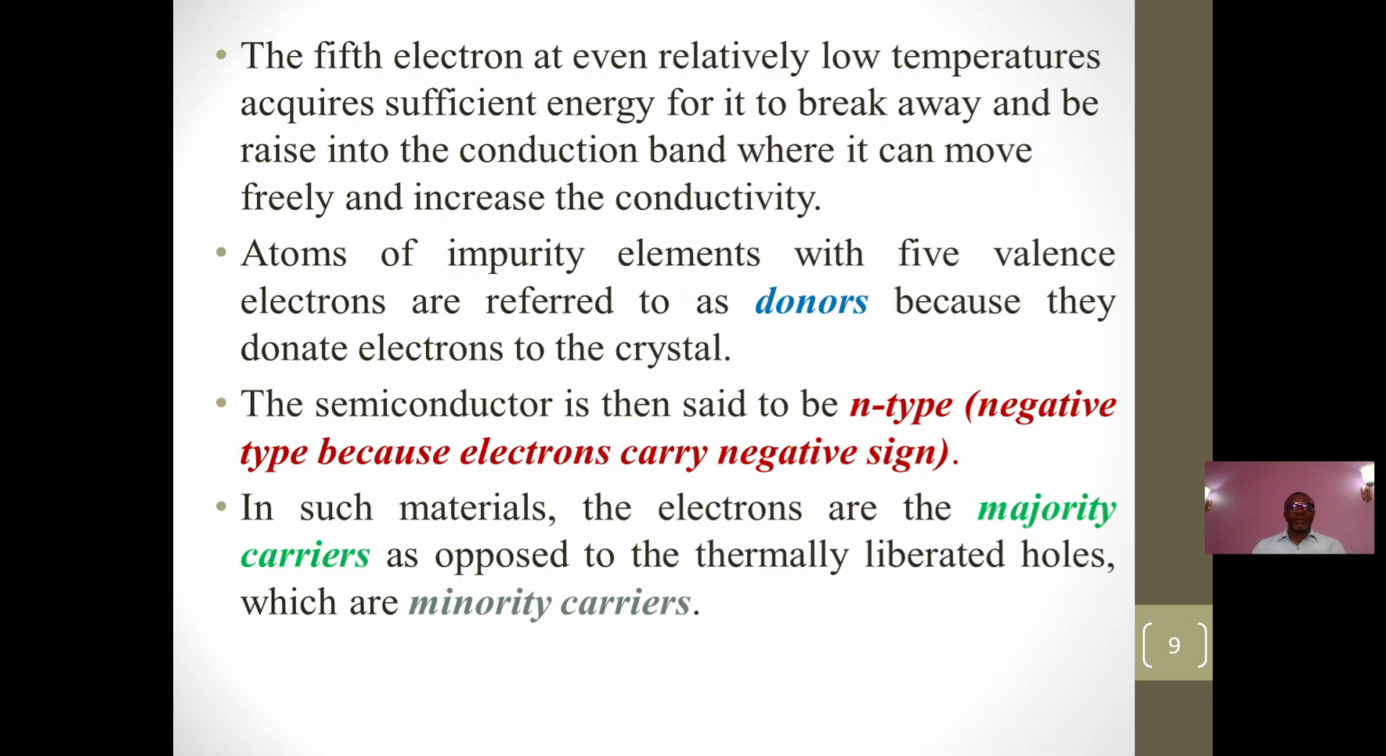The 5th electron, even at relatively low temperatures, requires sufficient energy for it to break away and be raised into the conduction band, where it can move freely and increase the conductivity. Atoms of impurity elements with 5 valency electrons are referred to as donors because they donate electrons to the crystal.